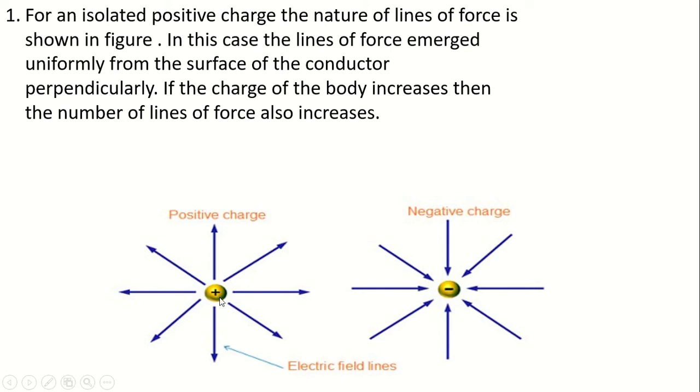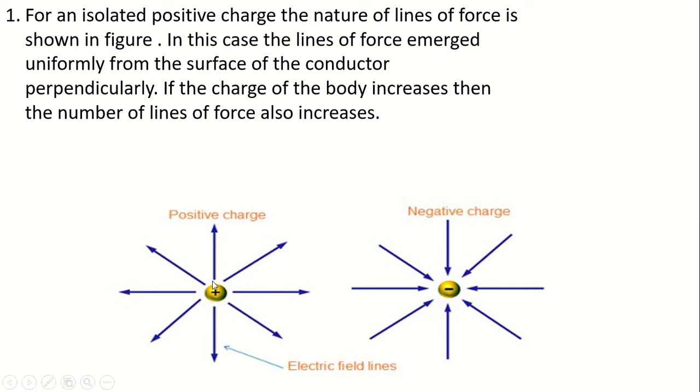For the positive charge, the lines of force are emerging outward, and for the negative charge, they are entering. That means for the positive charge, it is the starting point, and for the negative charge, it is the end point. In an electric field where the lines of force are closer, the magnitude of electric field is greater there, and where the lines of force are far away, the magnitude of electric field is less.